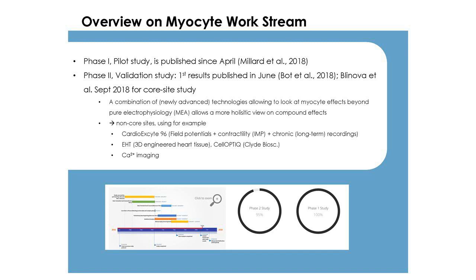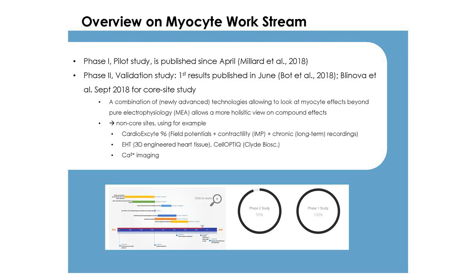And just for example, one of the systems was the CardioExcyte system, which is capable of recording field potentials and contractility via impedance. The system also allows you to look at chronic and long-term recordings, which might be important for trafficking, for example. Also, people are looking at engineered heart tissues, or the cell optic device was being used, which is also in that paper here, and also some calcium imaging.